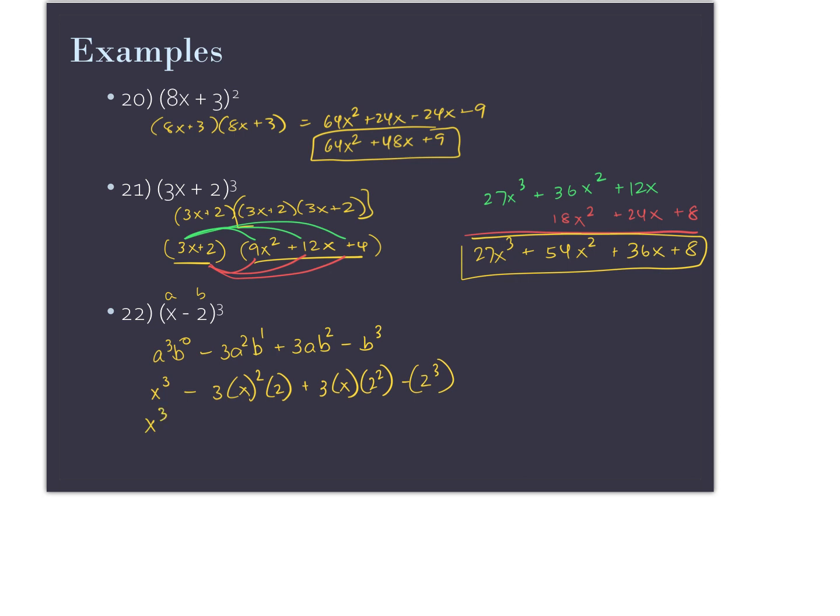So x cubed, here I've got minus 3 times 2 is minus 6x squared. Here I have 2 squared is 4, 4 times 3 is 12, so 12x. And then I've got minus 2 cubed, which is 8. And so if I did all the multiplying, it would be this.